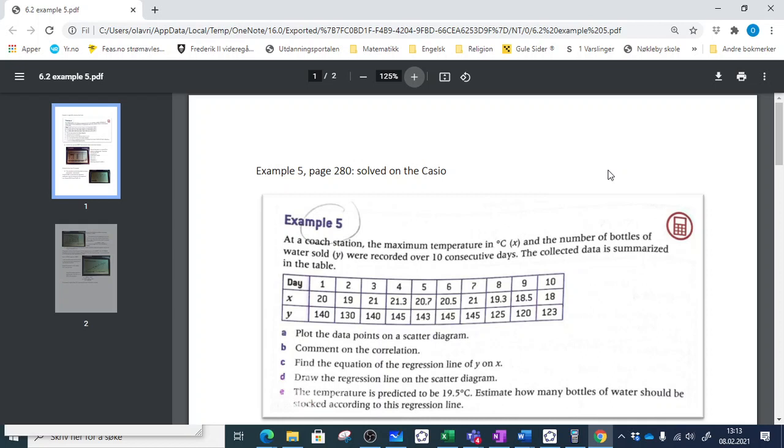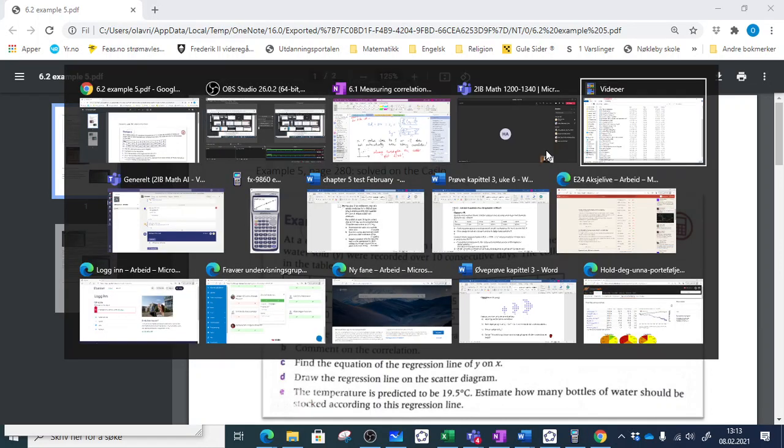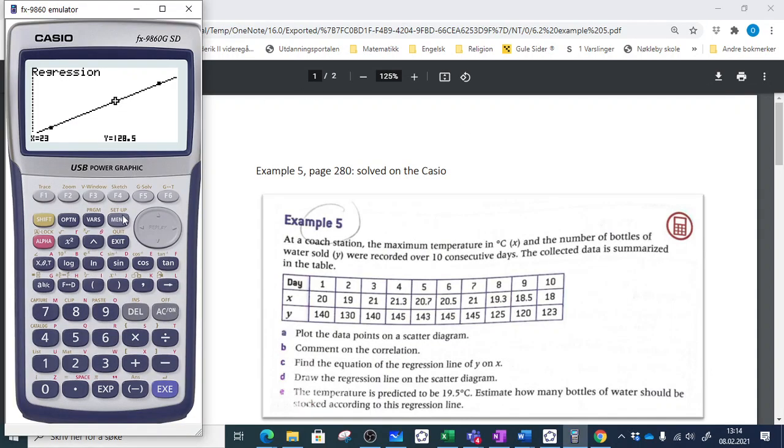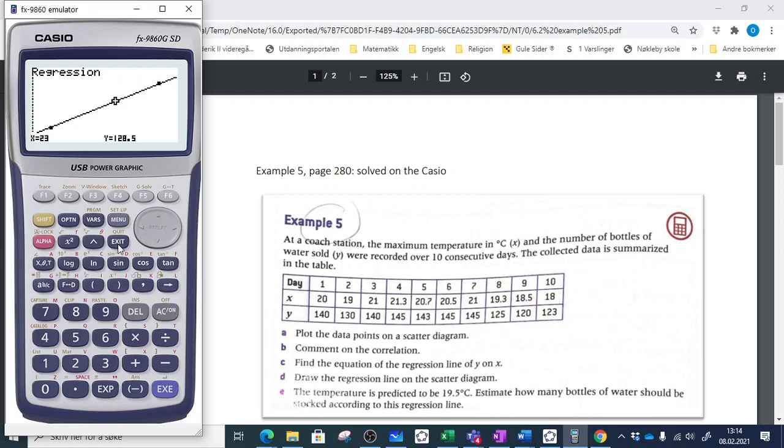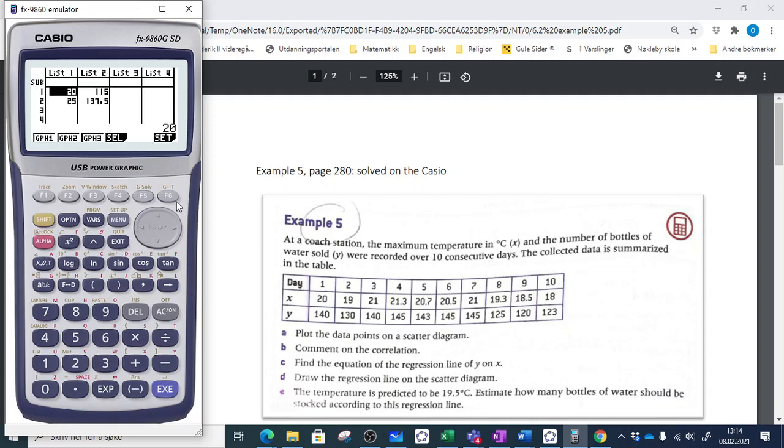So first of all, we plot the data points on a scatter diagram. And since we have the calculator to help us here, that's what we're going to use. So we go into the Stat menu. We can delete whatever is here, or we can just write over it. That amounts to the same thing. So we put our axis in here.